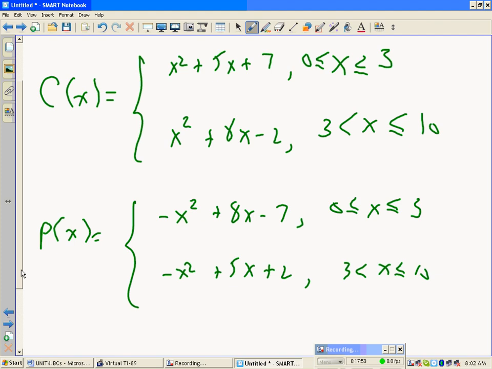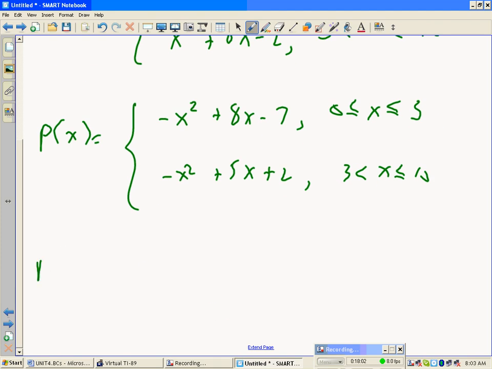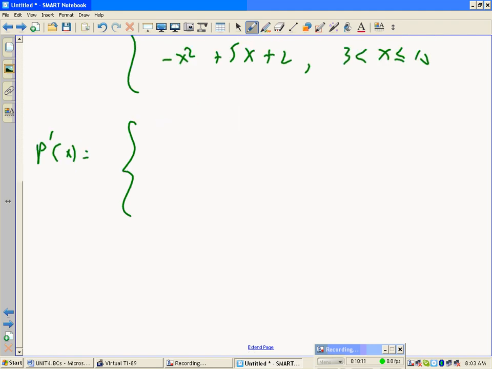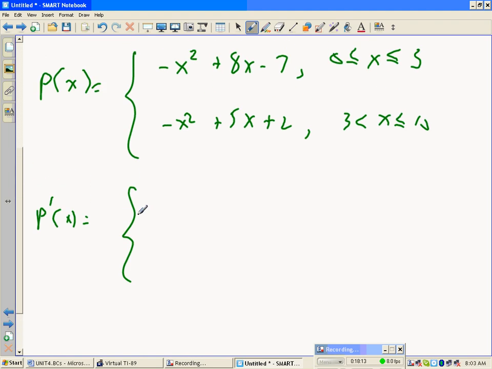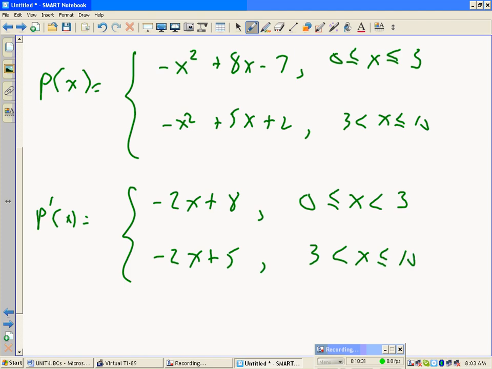All right, so what's the derivative? What's p prime? Well, go ahead, differentiate and you get negative 2x plus 8, and this one, negative 2x plus 5. There you go. Alrighty, so, why did I omit this equals here?